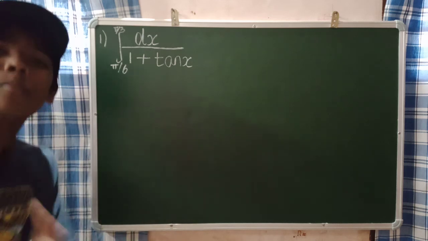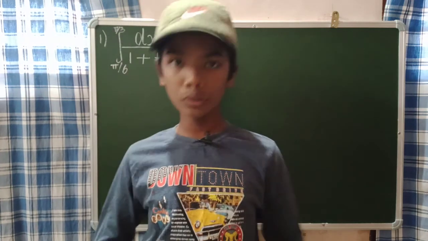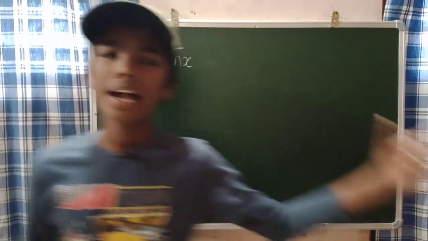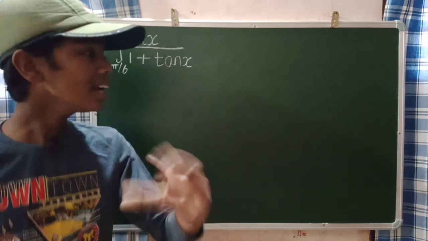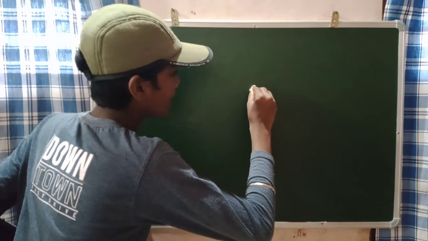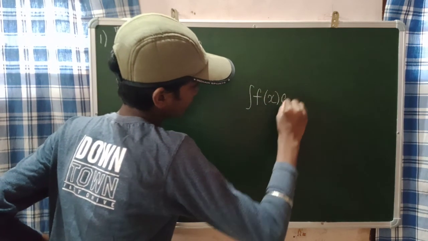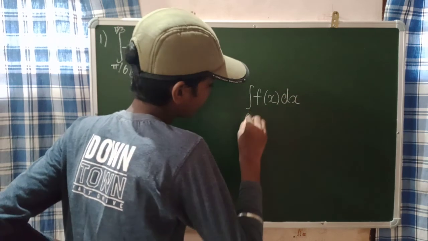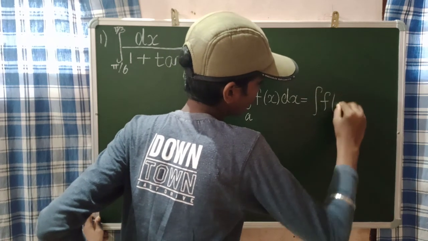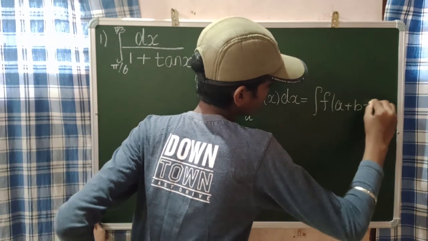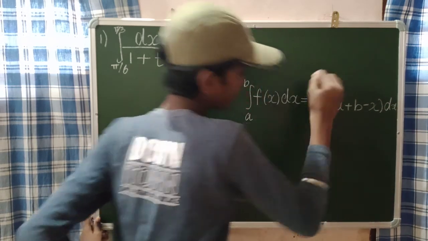So guys, how I'm going to solve this question is, I'm going to use your famous rule known as King's rule, and apply it in this form of integral and find the value of it. So what does your King's rule say? King's rule says that the integral of f of x dx from a to b can be written as the integral of f of a plus b minus x dx from a to b. This is what our King's rule says, right?